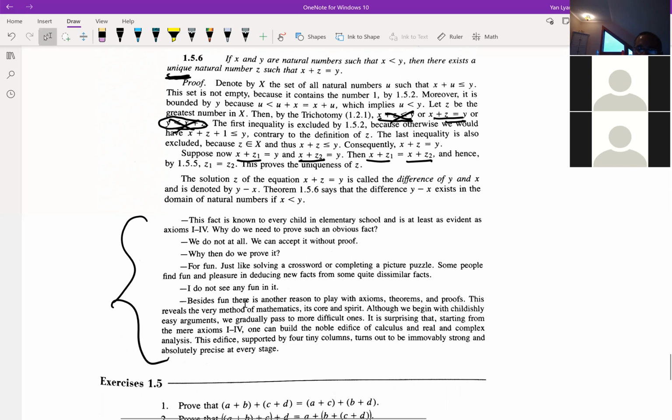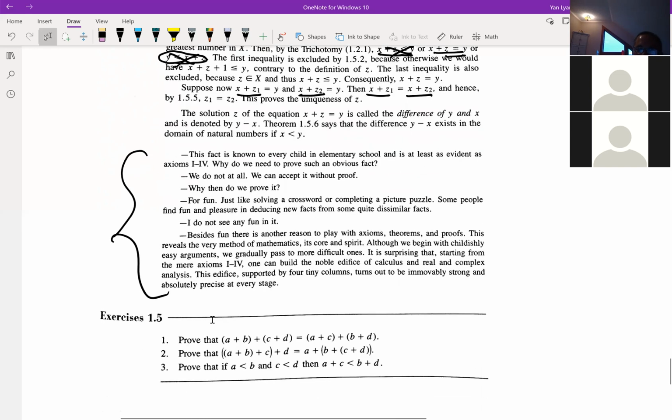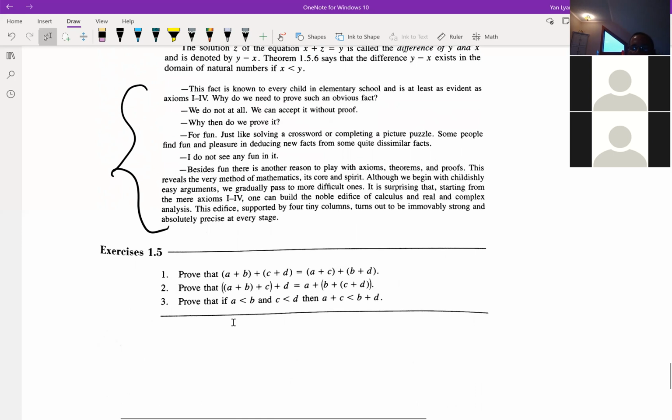Besides this, it reveals the very method of mathematics, its core and spirit, which is just pure logic. You're not just saying things, or repeating after me. We're actually proving some stuff. So exercise 1.5, we have 1, 2, and 3. Let's talk about these really quick. I don't want to do them, but I have a question.